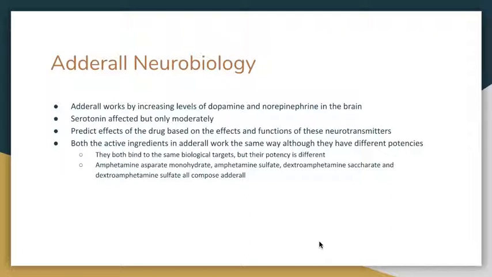So both the active ingredients of Adderall work in the same way, although they have different potencies. They basically bind to the same biological targets, but the potency is different. Adderall is a combination of four different types of amphetamine, 25% each: amphetamine aspartate monohydrate, amphetamine sulfate, dextroamphetamine saccharate, and dextroamphetamine sulfate. These chemicals compose Adderall, and they're almost exactly the same, except there are different potencies for different things, but they do the exact same thing.